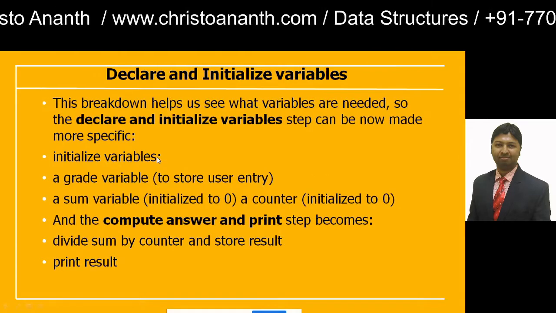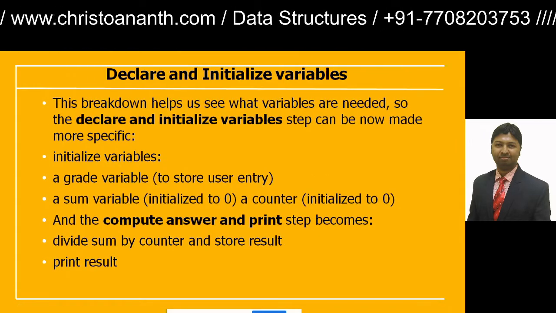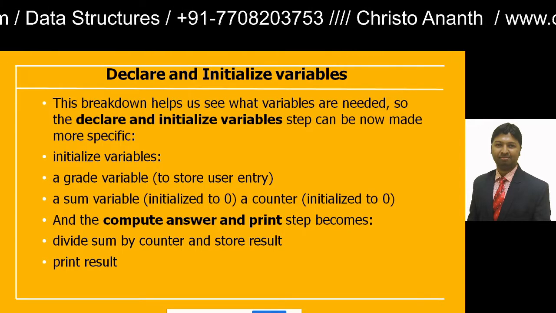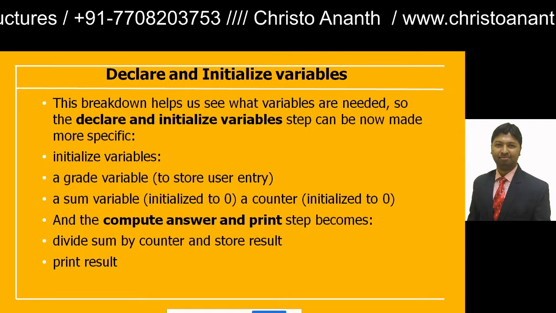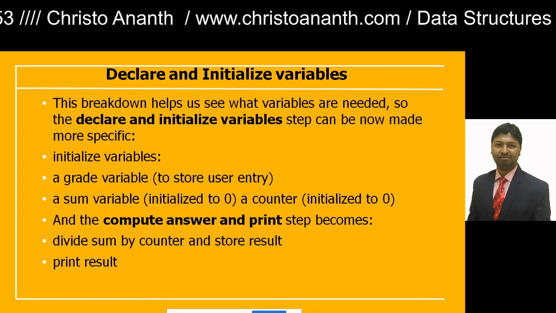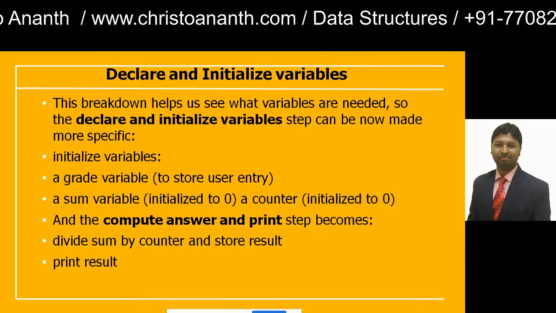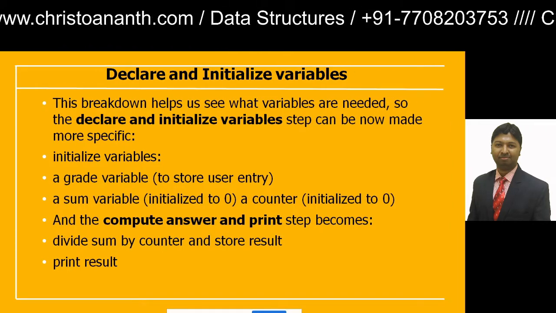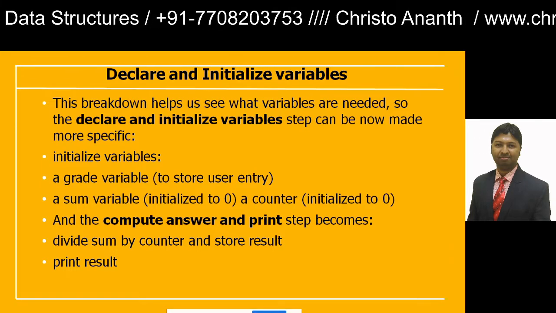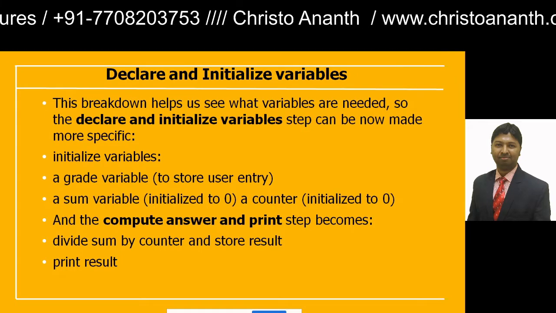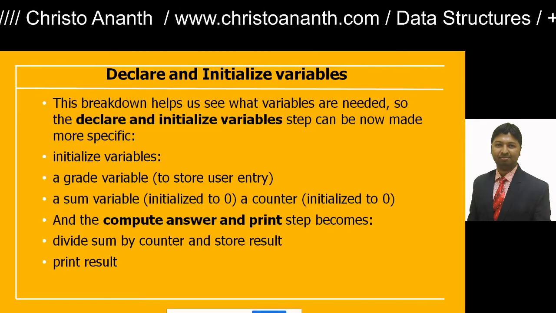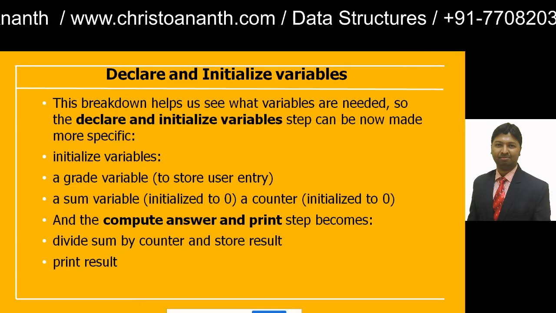So this is all about declaring and initializing variables. In the breakdown, you declare and initialize the variables: a grade variable to store the user entry, a sum variable, and a counter variable. The grade variable stores the user entry. The sum variable is initialized to 0. The counter variable is also initialized to 0. As and when the user inputs, the sum is being calculated and the counter is incremented to track the number of grades. Then comes the compute the answer and print step.